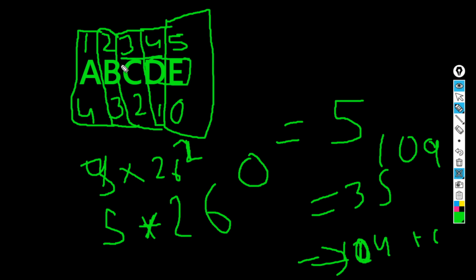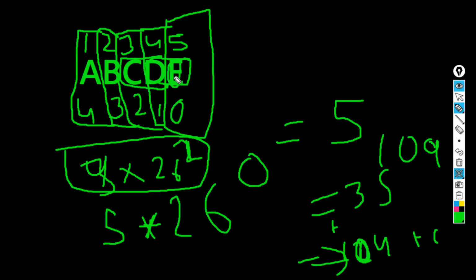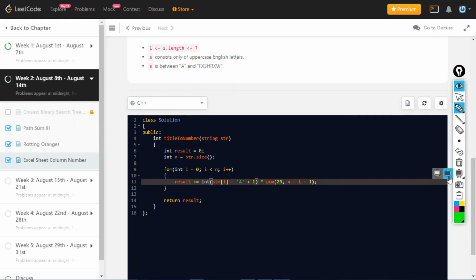Now I have to calculate for CDE. A similar thing I have to do for C also: 3 multiplied by 26 to the power 2. First we will calculate this, and then at the end we get this plus our previous answer as our answer. So in short, first we calculate the power of 26 with respect to the position, and multiply it by its respective value. This is a very simple question, so now let's go and directly see the solution.